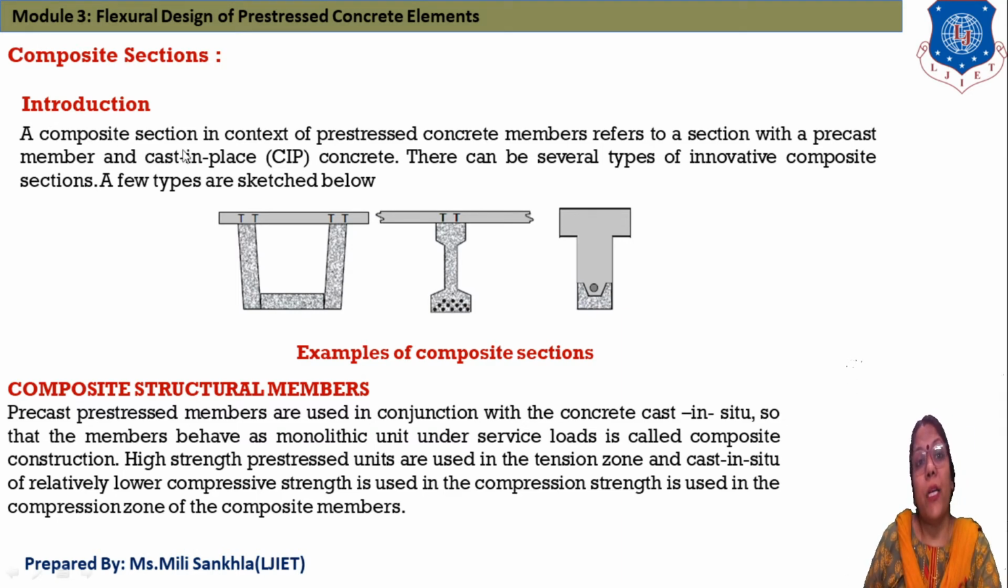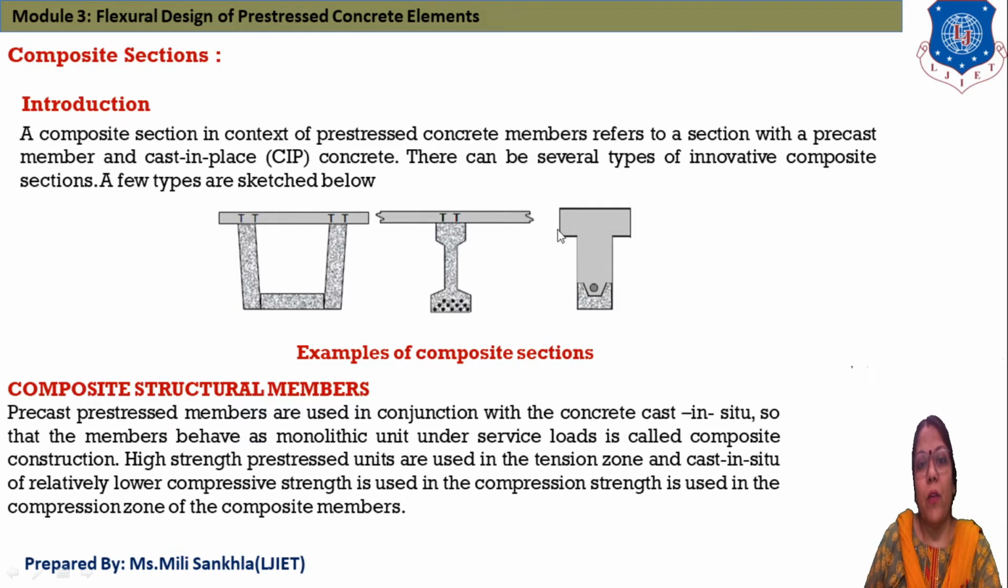A composite section in the context of a prestressed concrete member refers to a section with a precast member and cast in place concrete. To understand the concept of composite section for prestressed concrete, we understand two terms: the precast member, and second, cast in place concrete, the short form of which is CIP. There can be several types of innovative composite section.